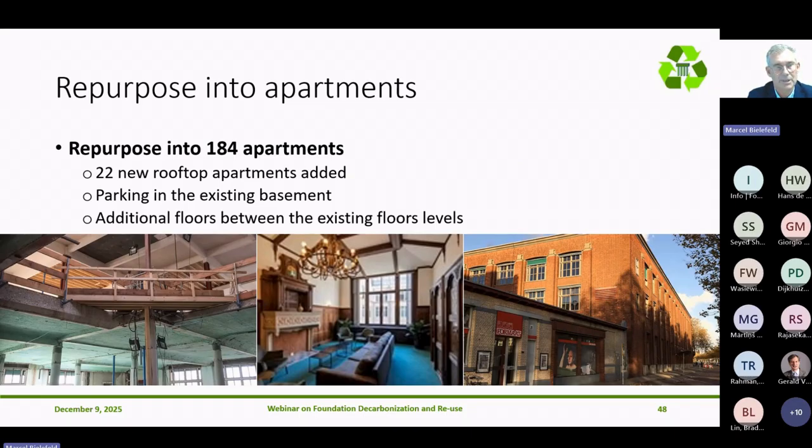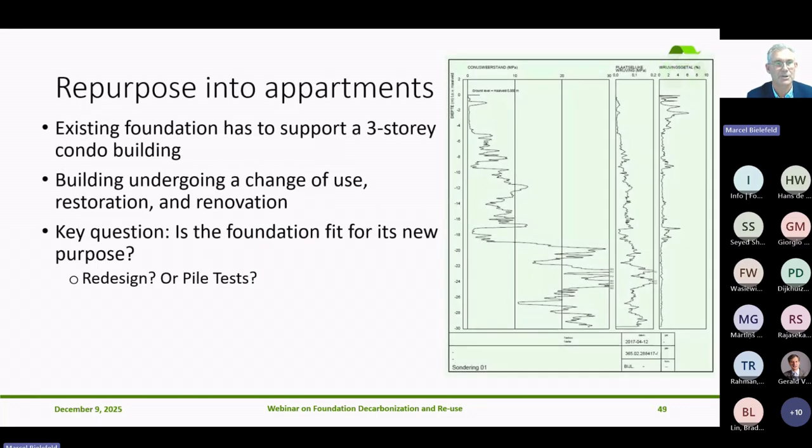The existing basement has been used and extended for parking lots, and between the existing floor levels, additional floor levels have been added. Now, as you can imagine, with all these additional floors, there were additional loads on top of the pile. So the question is, this change from the use of an industrial building to apartments, what does it affect the foundation? We get higher loads, that's for sure, but is the foundation fit for a new purpose?